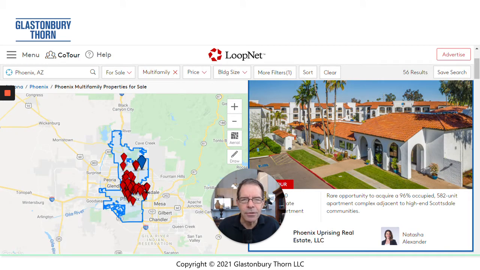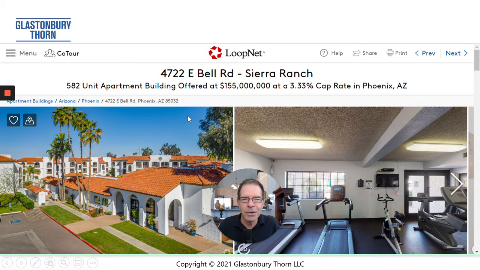Here we are looking in Phoenix, Arizona, looking for multifamily properties, and we can see that there's one for sale. Natasha Alexander's got it for sale here. You can see this beautiful facility. It's 96% occupied, and we drill in a little bit more, and we can see that for a price of $155 million, we can enjoy a 3.33% cap rate on this property.